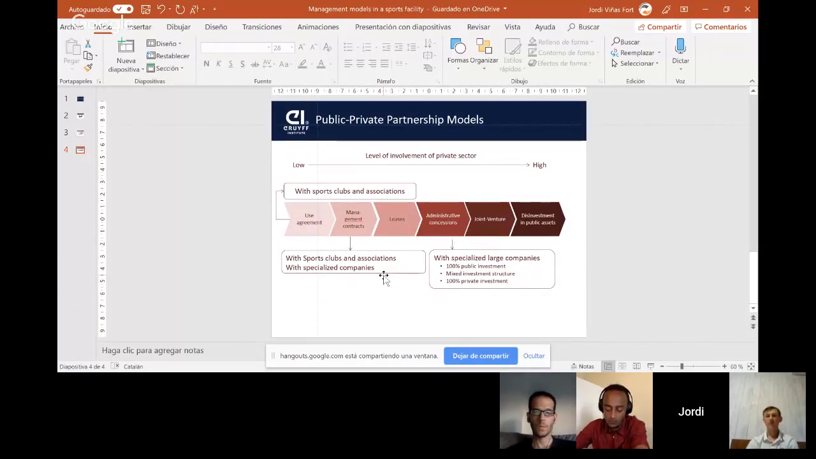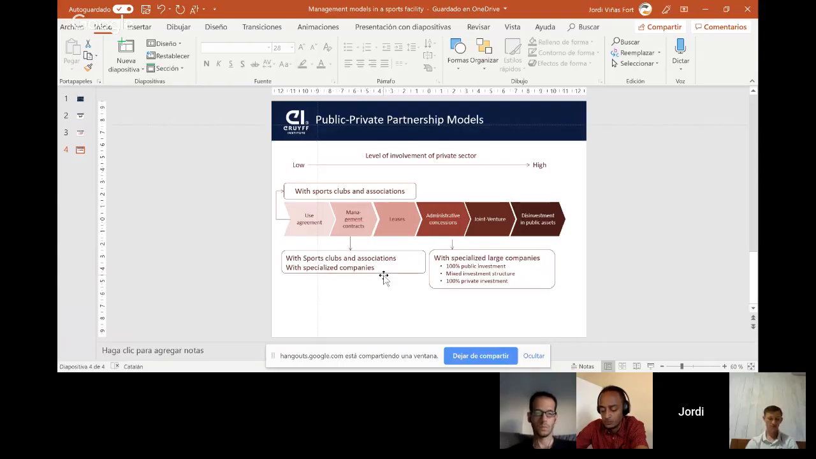Usually there are non-profit organizations. It can be sports clubs or other sorts of associations that make an agreement with the local authority to provide some services there. That would be a use agreement, and it's a very low level of involvement between this organization and the public sector. I have a facility there, and I provide some services or activities for my clients, or my members, and that's it. And probably there are going to be other sports organizations that use that facility for other purposes.